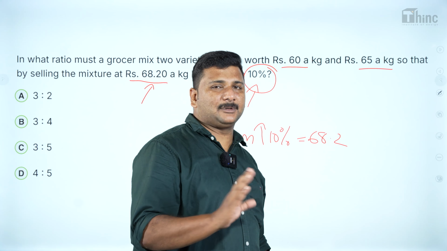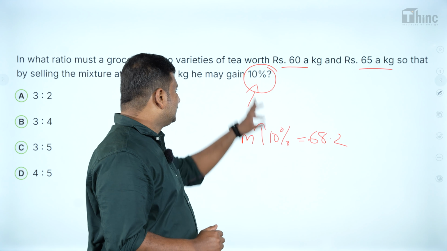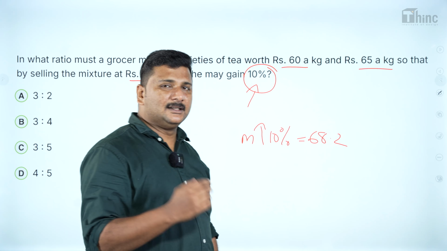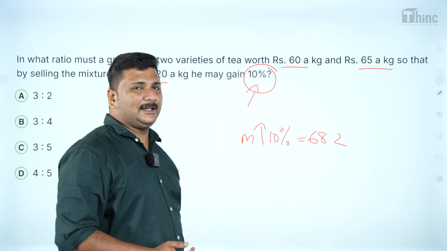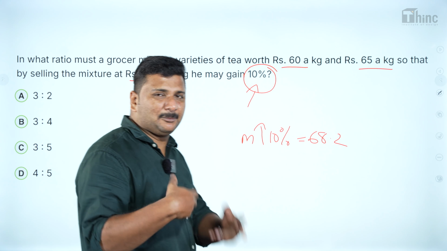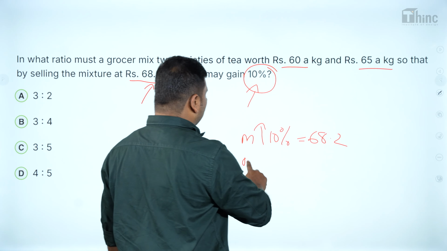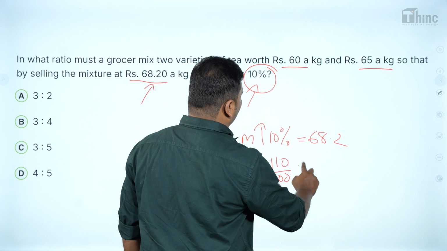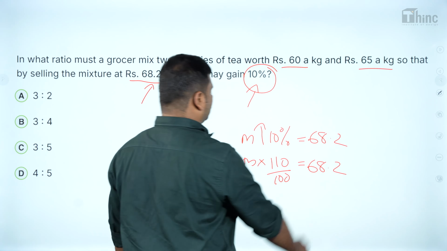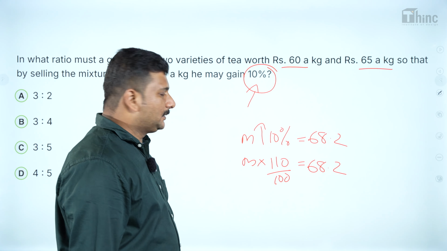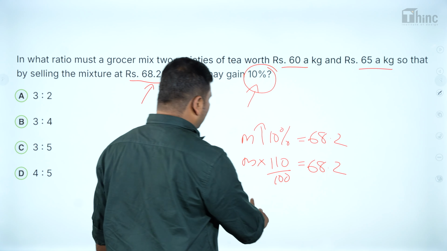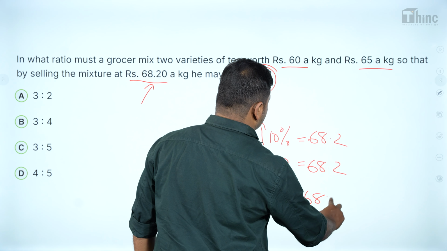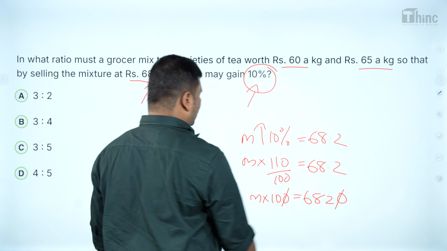Right? So actual mixture price is not 68.2. There is a gain of 10%. So actual mixture price increased by 10% is 68.2. Now how can we find the actual mixture price? How can we increase a number by 10%? We'll just multiply it with 100 plus 10, 110 by 100. And that is going to be the mixture price, which is 68.2. Okay. So now how can we find the M value? So M into 110 equals 6820, right? Now we can cancel one zero from here.